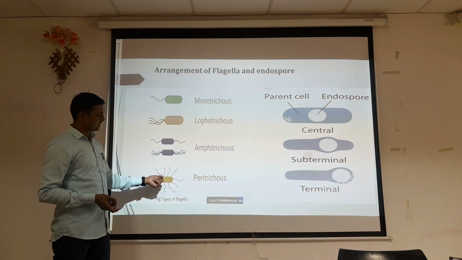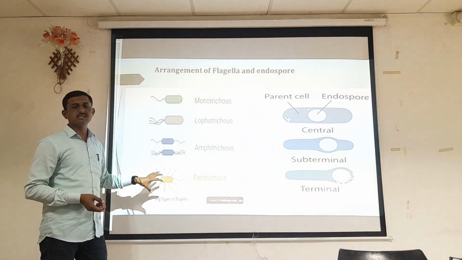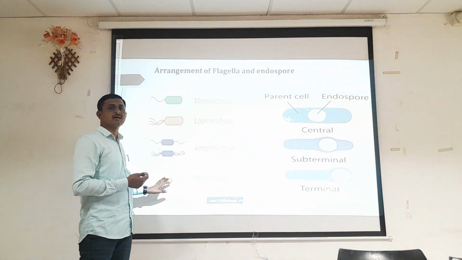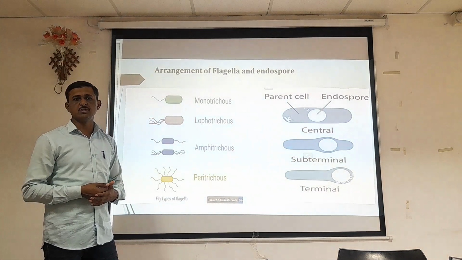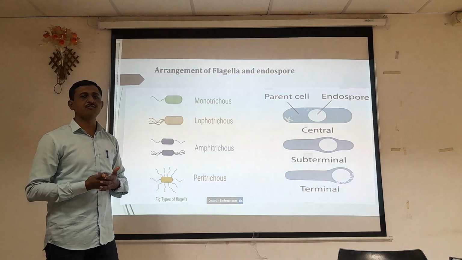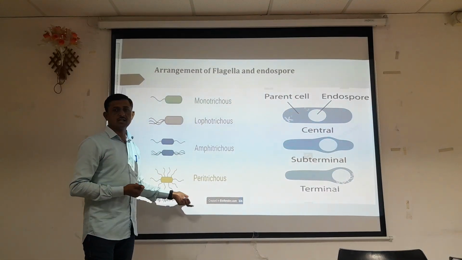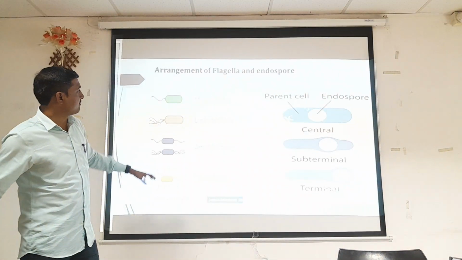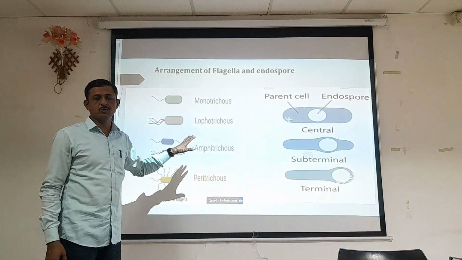Sometimes we can also observe flagella present all over the bacterial cells. That bacterial flagellar arrangement is nothing but a peritrichous flagellar arrangement. So depending upon the flagellar arrangement or the presence of flagella, we can distinguish the bacilli into different groups. On the basis of flagellar arrangement, we have distinguished the bacteria into different groups.